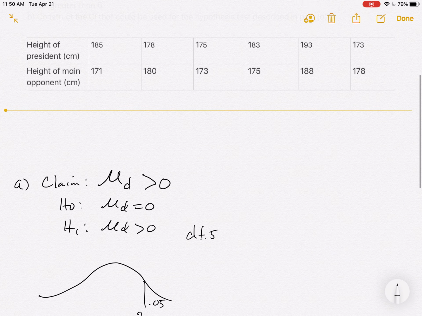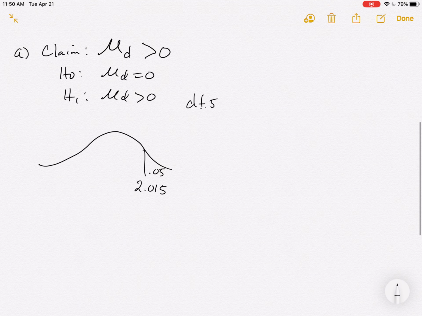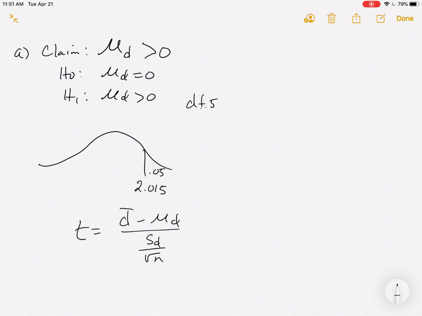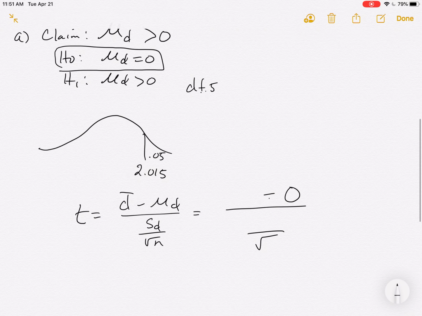Well, let's go get that test statistic. Easier said than done, right? The test statistic for this is d bar minus mu d, all divided by s of d over root n. And we know some aspects of this. We don't know d bar, but mu d is right there. It's 0. What do I mean by right there? I'll box it. It's the null hypothesis. s sub d I don't know, but I do know that there were 6 pairs of data, and so that's a 6 in there.